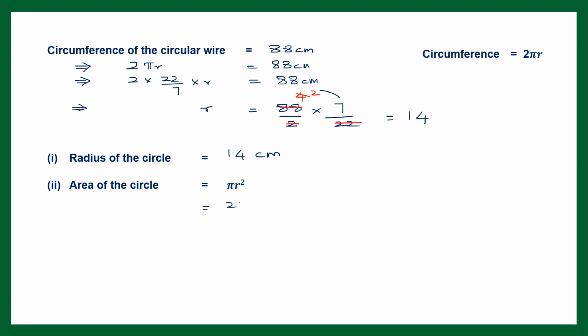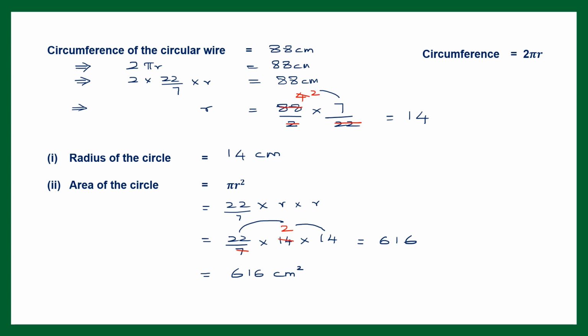So that is 22 by 7 into r, that is r square, isn't it? So 22 by 7 into 14, which is the radius, into 14 again. Now I can cancel 7 and 14, 2. So here 22 into 2 into 14 is what we need to multiply. 22 into 2 is 44. 44 into 14 is 616. So we have found the area of the circle to be 616 centimeter square.